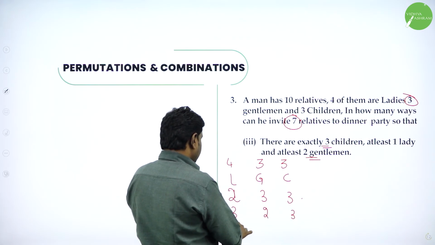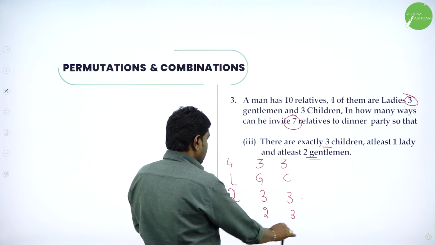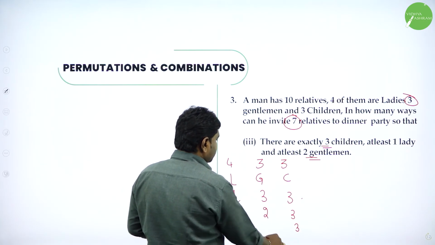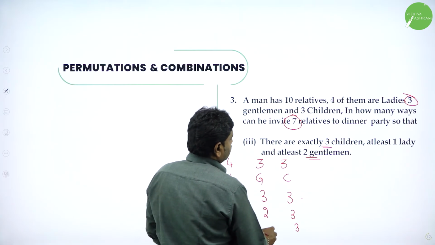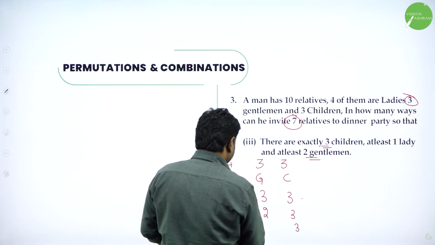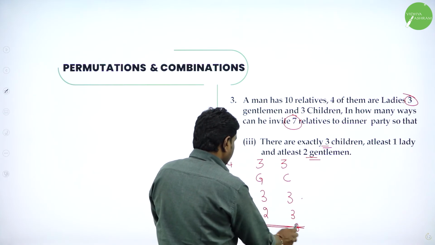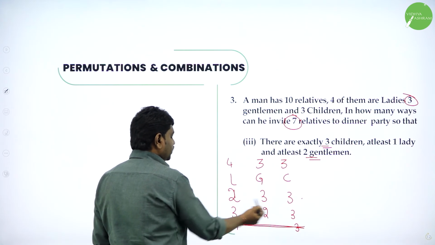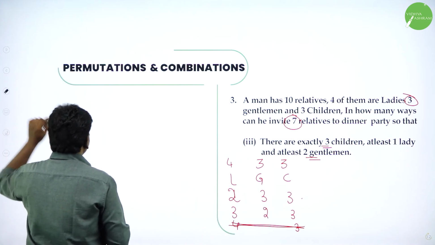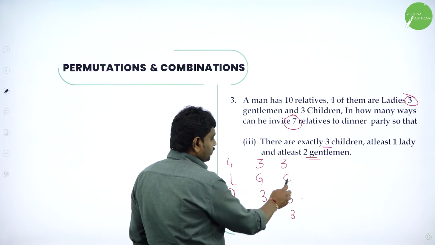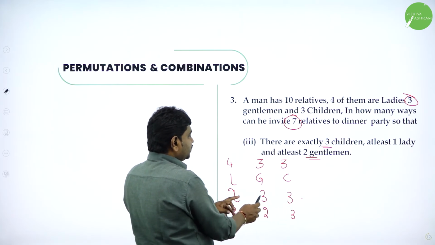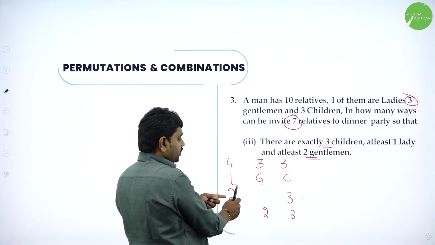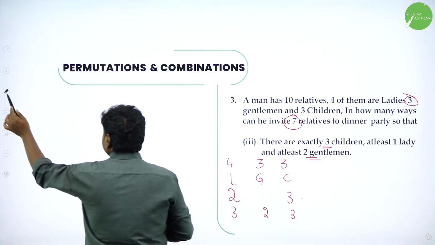And if I take 4 ladies, this is fixed, and 4 plus 3 becomes 7, but at least 2 gentlemen, I cannot satisfy this condition. 4, 0, 3 is not possible. So 2, 3, 3 and 3, 2, 3. I hope all of you understood. Simple. Exactly 3 children I should take. Gentlemen should be at least 2 or more. If I take this 2, this I should take 2 or more.